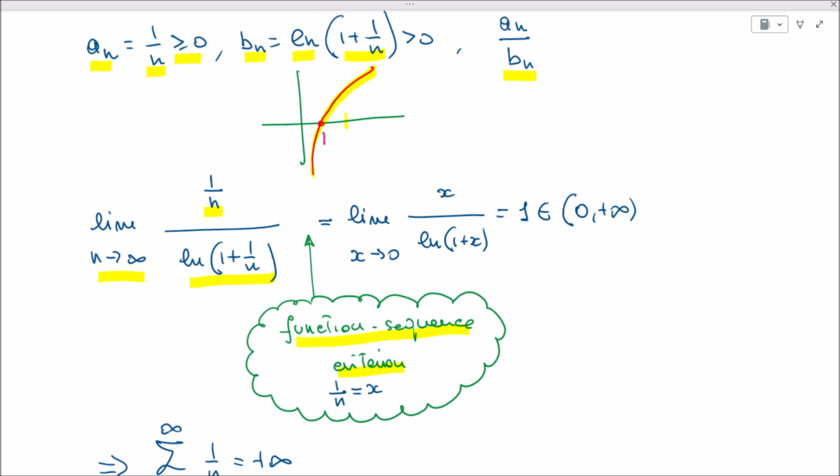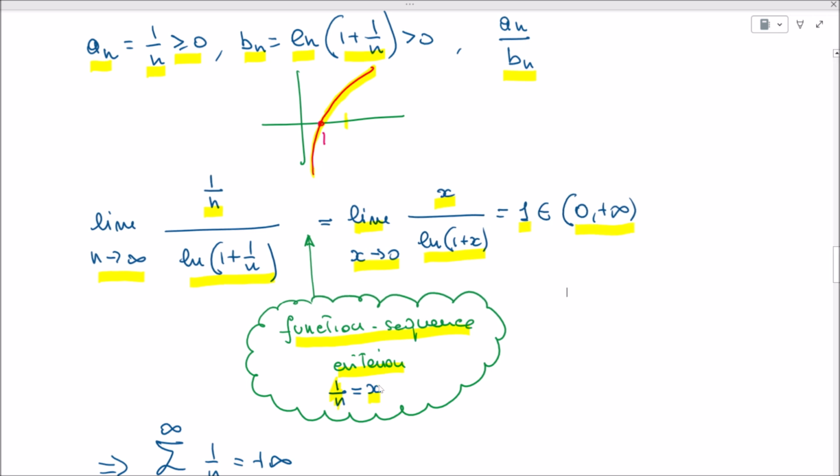Of course, we need to make a change of variable, and the change of variable that we make is that 1 over n, if n is a natural number, can also be considered to be x, a real variable. So this limit becomes limit as x goes to 0, because when n goes to infinity, x goes to 0, of x divided by the logarithm of 1 plus x. But this is one of the fundamental limits. We know this to be 1, which is then a positive number.